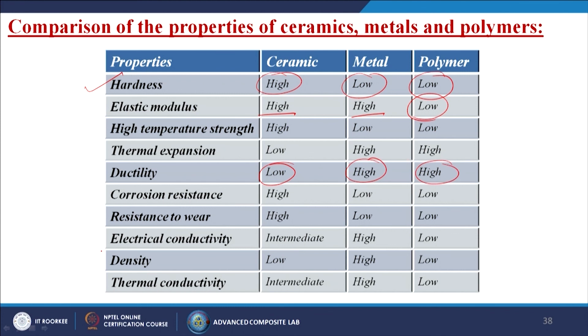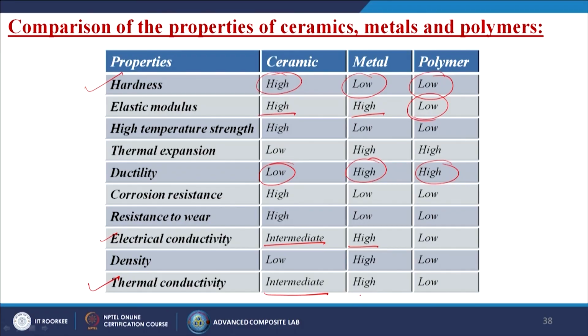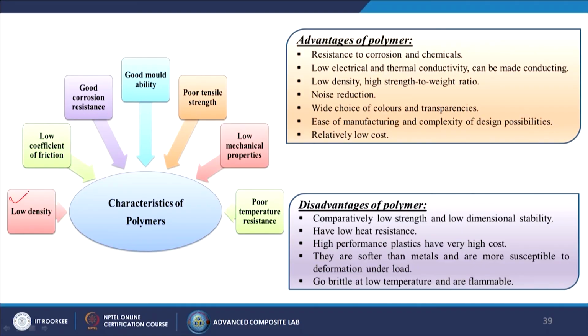If we are talking about electrical conductivity, generally for ceramic materials it is intermediate, for metal it is very high, but for polymer it is low; generally it acts as a kind of insulator. If we talk about thermal conductivity, for ceramic it is intermediate, for metal it is high, and for polymer it is very low. Now, what are the characteristics of polymers? Generally, polymers have low density, low coefficient of friction, good corrosion resistance, good moldability, poor tensile strength, low mechanical properties and poor temperature resistance.